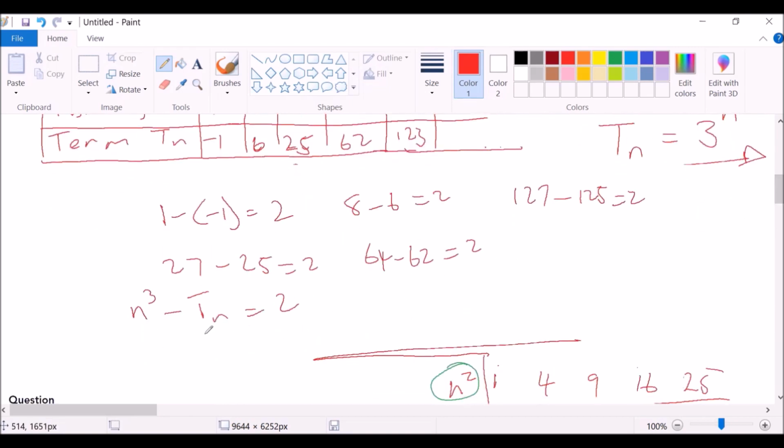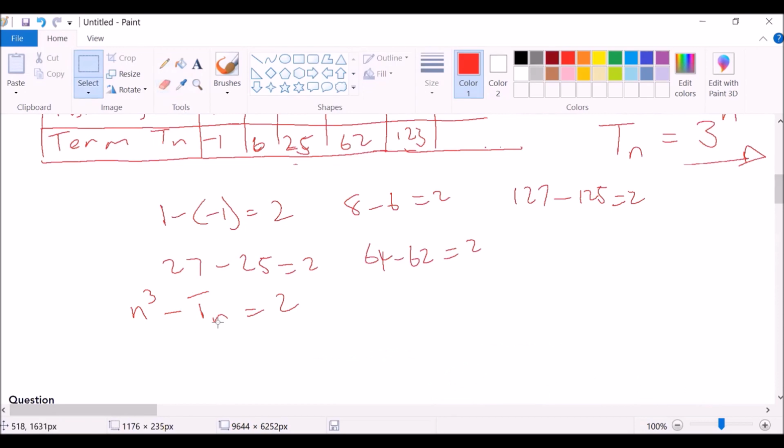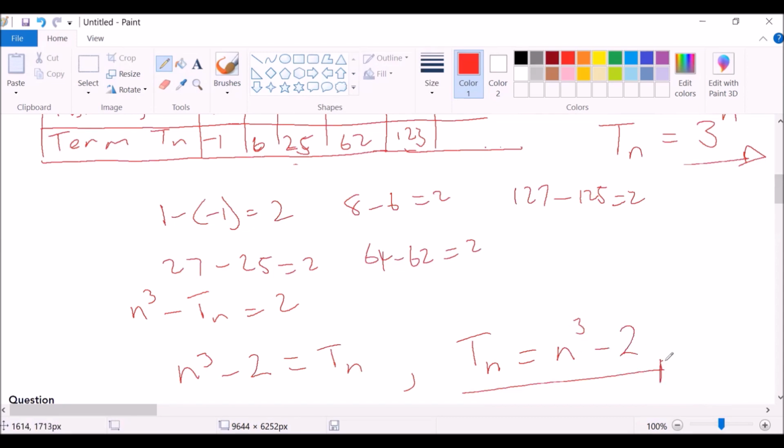So for the formula for the nth term, we take this Tn to that side and the 2 to that side. n cubed minus 2 is equal to Tn. We can express it as Tn is equal to n cubed minus 2. So that is how we get our formula for the cubic sequence.